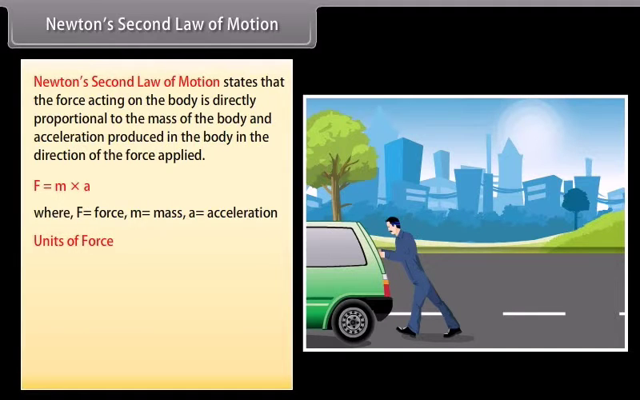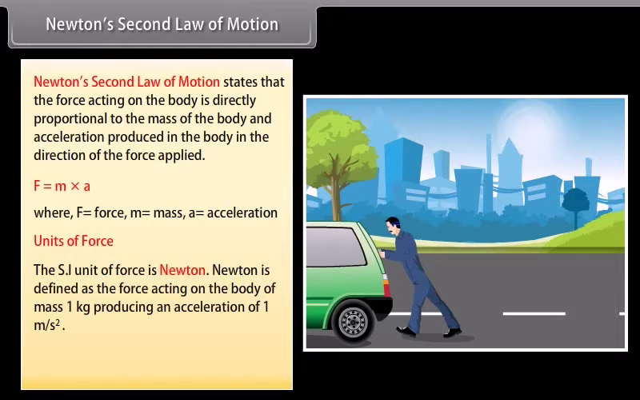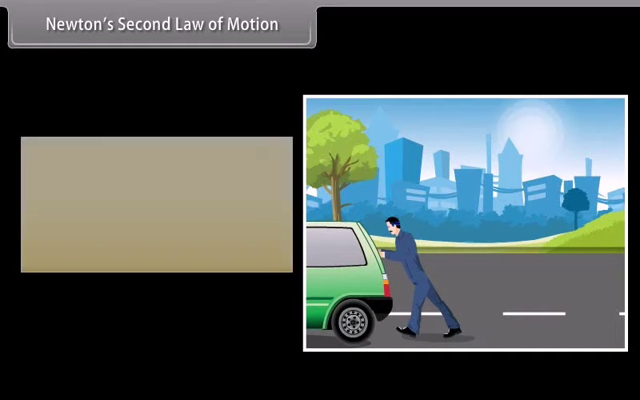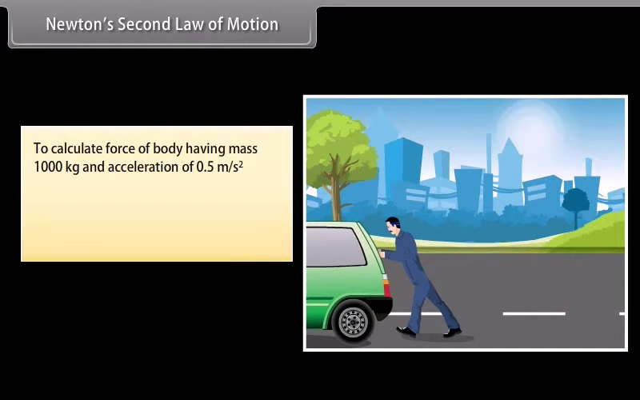Units of force. The SI unit of force is the Newton. A Newton is defined as the force acting on a body of mass 1 kg, producing an acceleration of 1 meter per second square. The unit is kilogram meter per second square, or Newton. To calculate the force on a body having mass 1000 kg and acceleration 0.5 meter per second square, F = 1000 × 0.5 = 500 Newton or kilogram meter per second square.